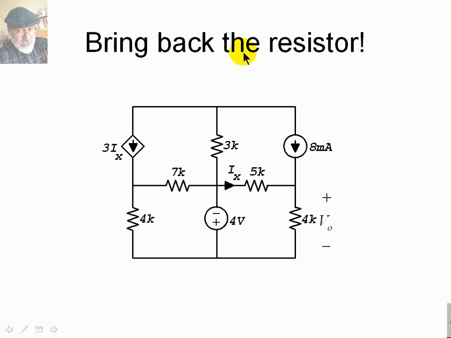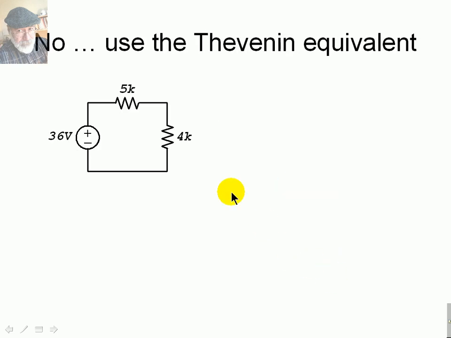Now, bring back the resistor. Yes, bring back the resistor to the stage, but replace the stage by the Thevenin equivalent like so. This is the rest of the circuit, and here is our main actor, the 4 kilo ohm resistor. Now it is very easy to find currents, voltages, and power in that 4 kilo ohm resistor. Let's do that. That voltage there is given by a voltage divider, 36 times 4 kilo ohms divided by 4 plus 5. That is 16 volts.